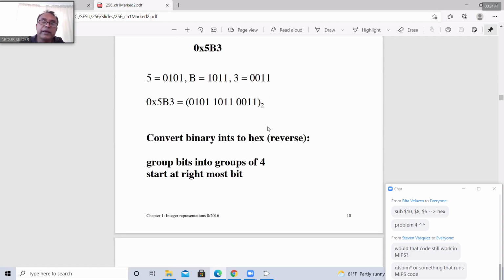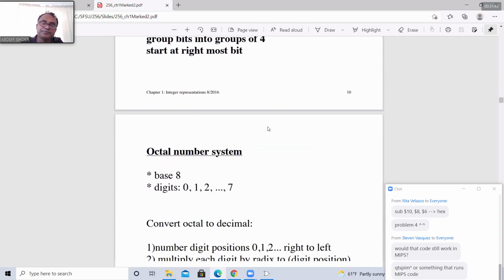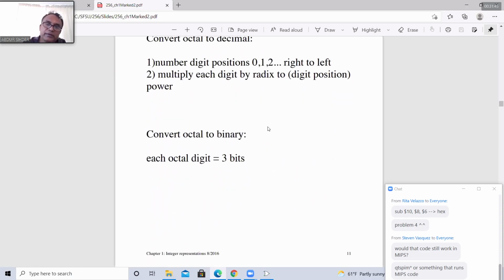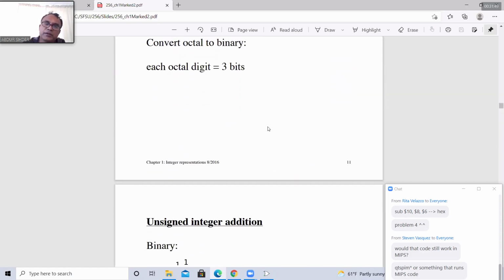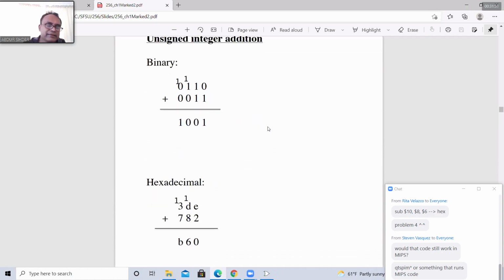Pretty simple. Anyone has any issue with these conversion methods? Octal number, I will not ask any question in octal. Don't worry too much about it. It's just divide by 8 or base 8. You can create a table for 8 and that kind of stuff.